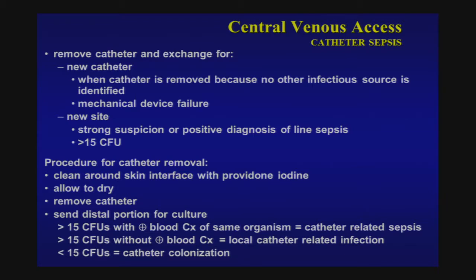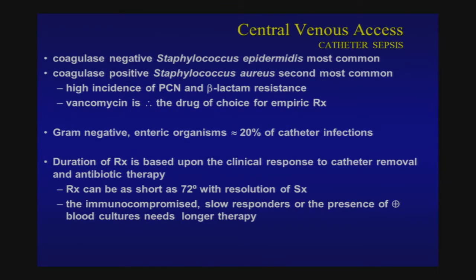So usually when you take out a port or a permcath, you take them out because they have a bacteremia. Usually they'll wait until you have a negative blood culture before putting a new one. Remember, staph is the most common cause of any central line infections.